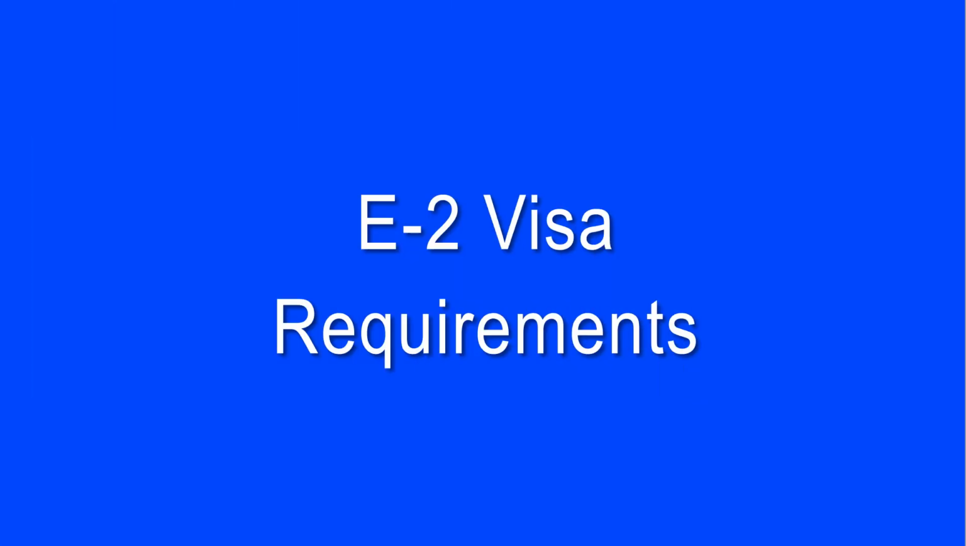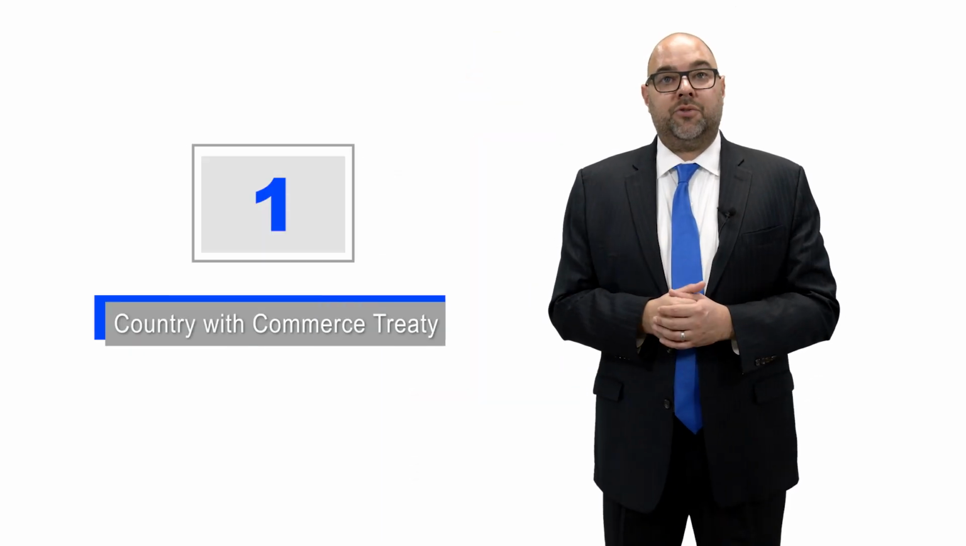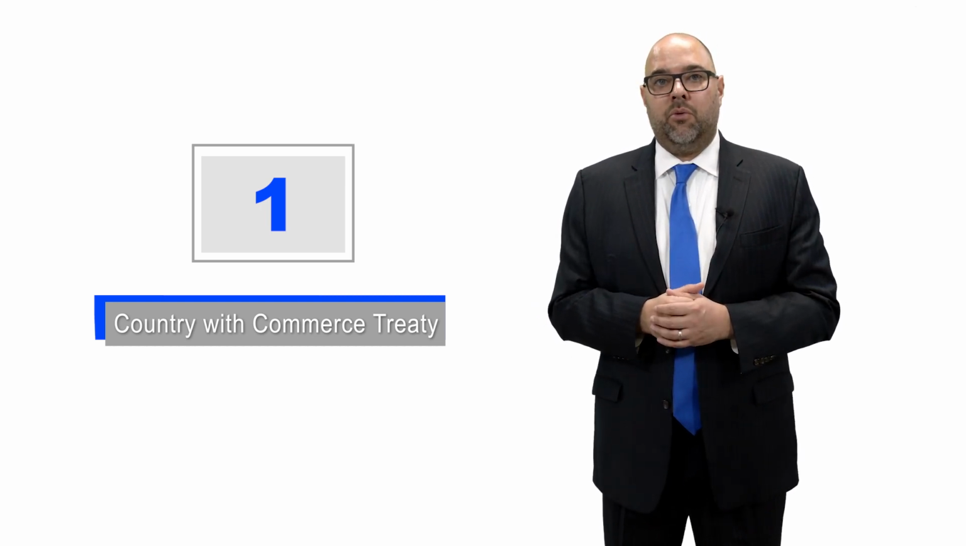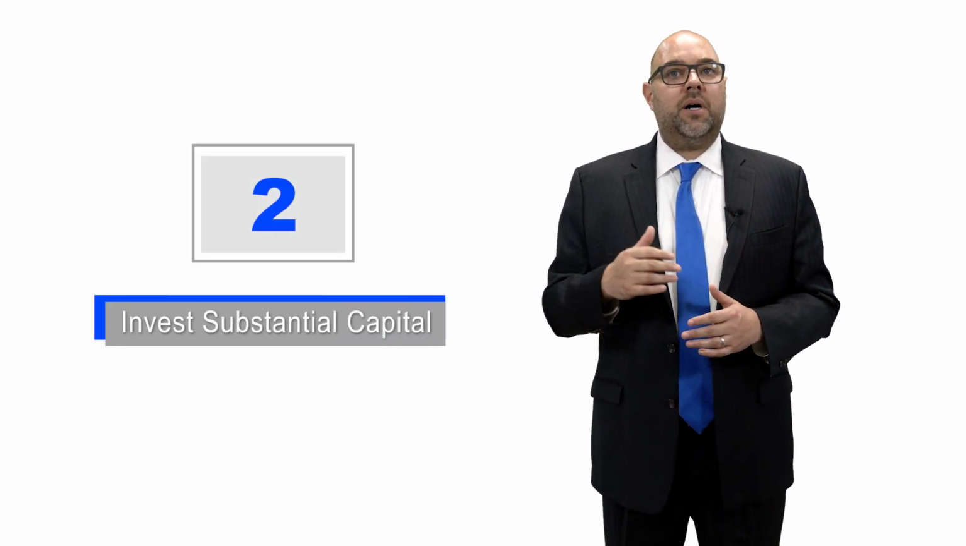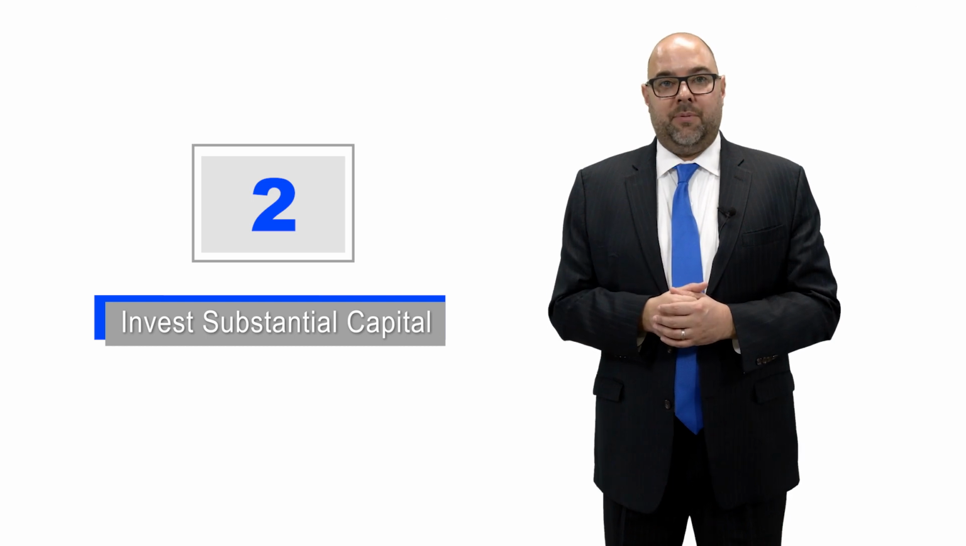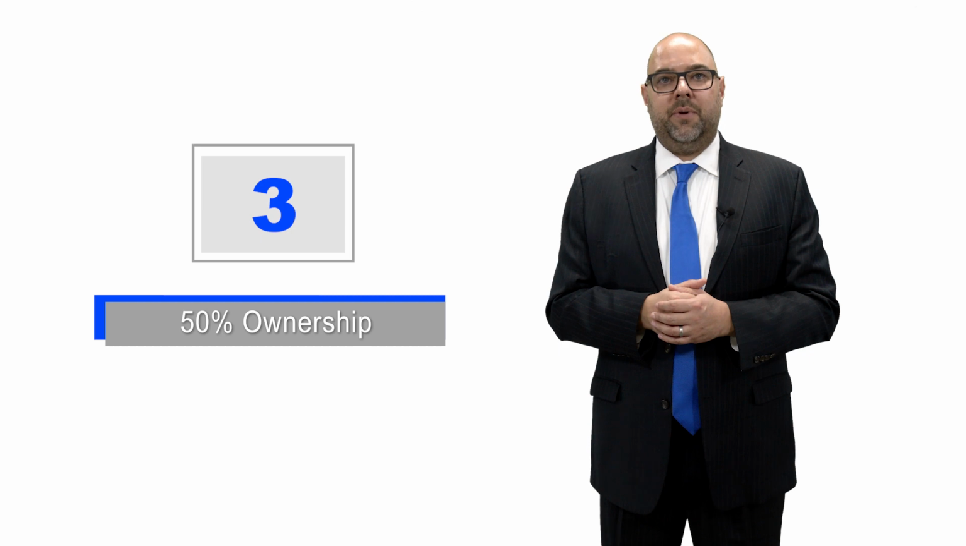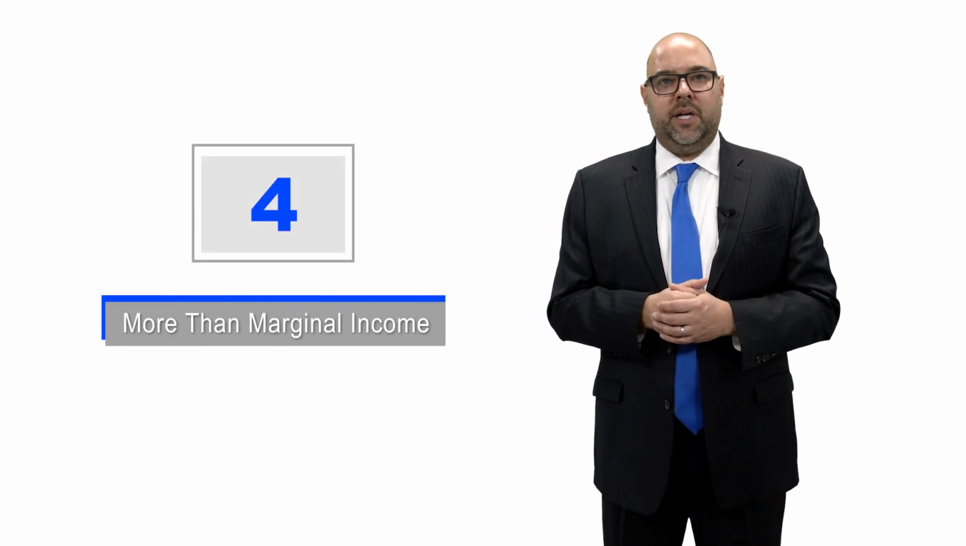Now, there are four main E-2 visa requirements that you must meet to be eligible to apply for an E-2 visa. 1. You must be from a country that has a treaty of commerce or bilateral trade agreement with the U.S. 2. You must invest a substantial amount of capital. 3. You must have at least 50% ownership in the business. And 4. You must generate more than a marginal income.